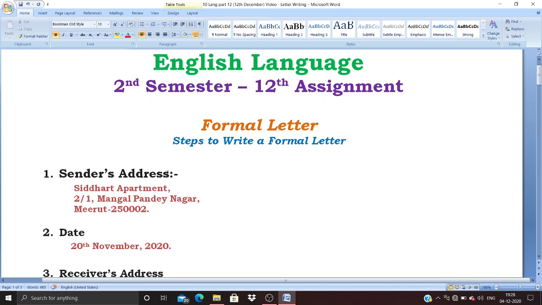In your first semester exam as well as in the self-assessment, a letter was given, and in the first assessment of the second semester also a letter was given. Surprisingly, very disappointingly, many of you did not bother to follow the format of the letter. Children, please take note of it. You are not going to score good marks if you do not follow the format. So, step by step, know the format of the formal letter.